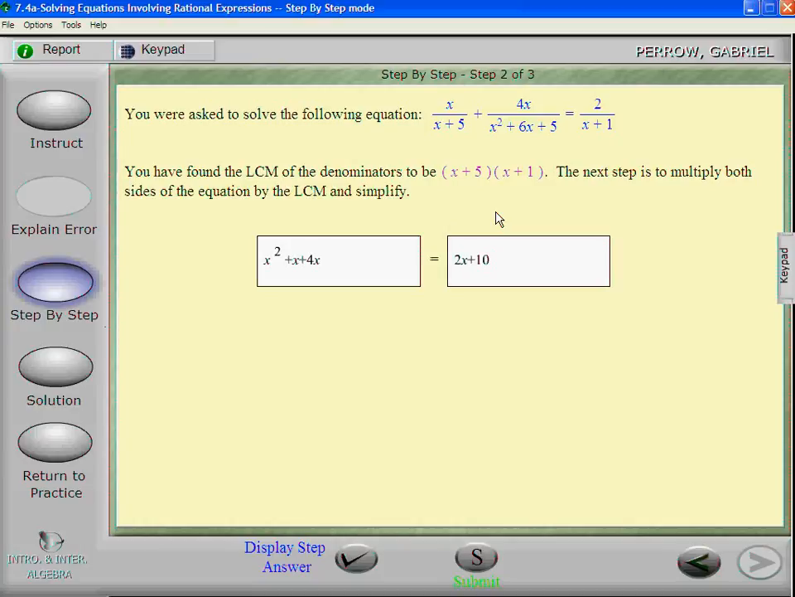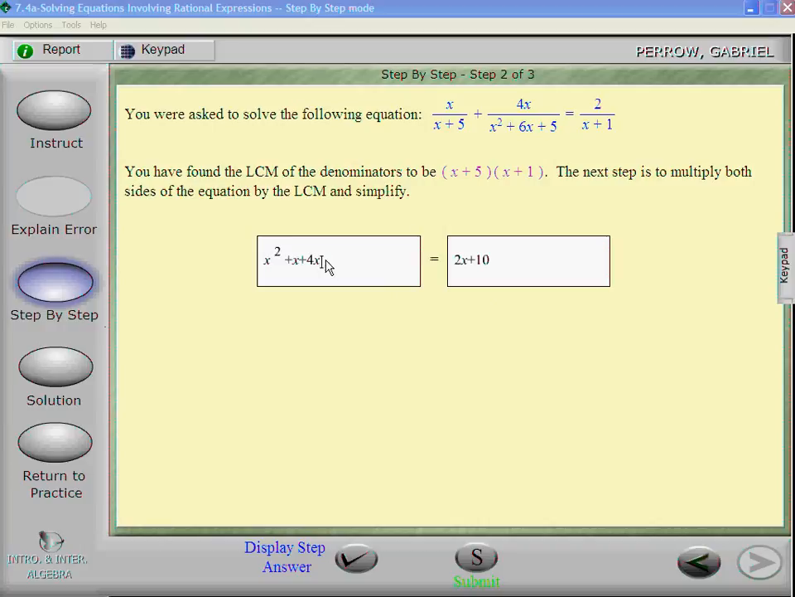Okay, so at the end of this video 2, for 7.4a here, I described how you can use x plus 5 and x plus 1, multiply it with each of the three fraction terms, and get rid of the denominators. And at this point, they want everything simplified on the left and simplified on the right.